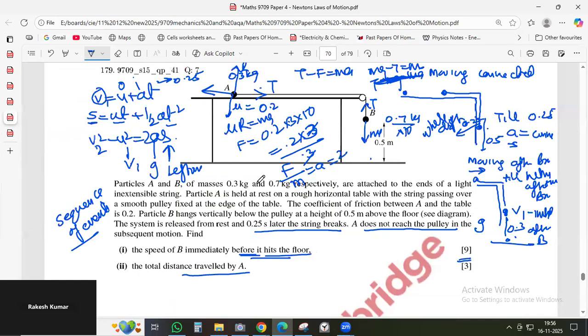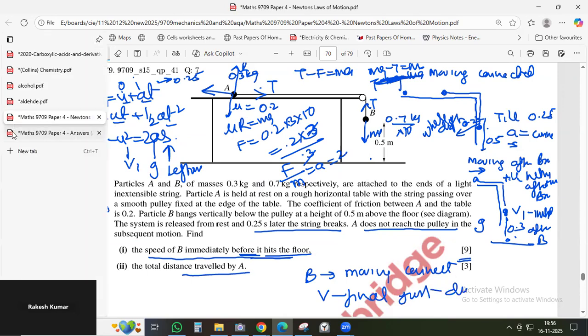Then the problem comes. He's asking you to calculate the speed of B before it hits. So there are three motions. One is B moving while connected. B will have a velocity caused by acceleration, the final velocity, because initially it's zero. So V, the final V just before it disconnects. So that he solves.